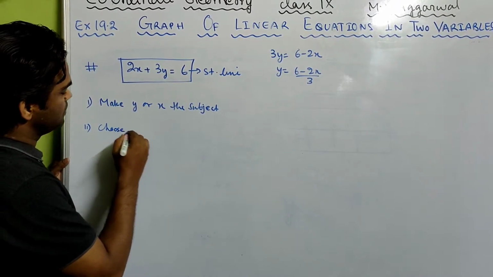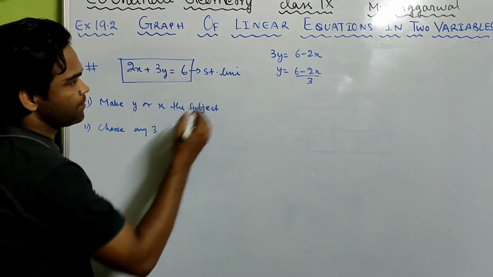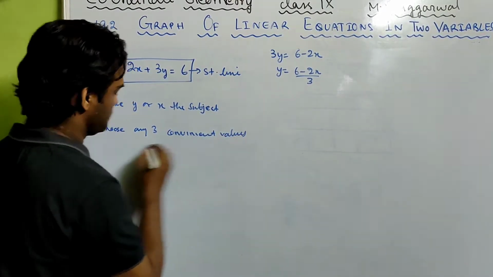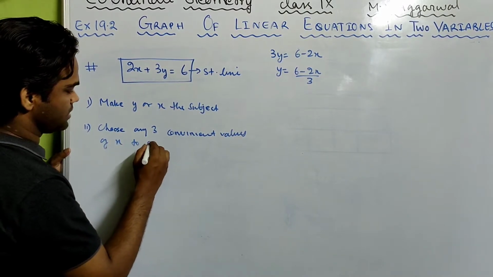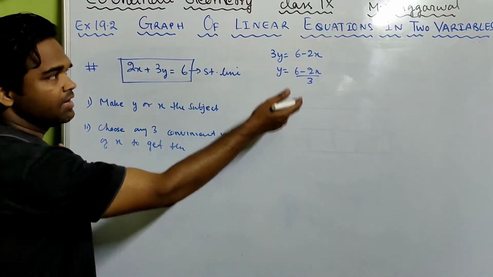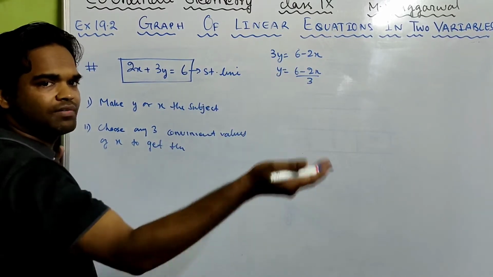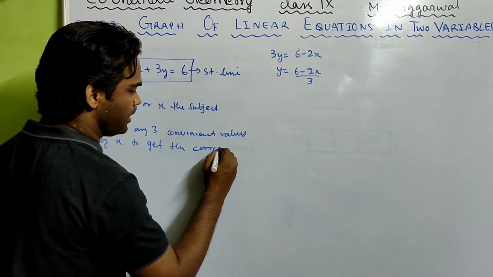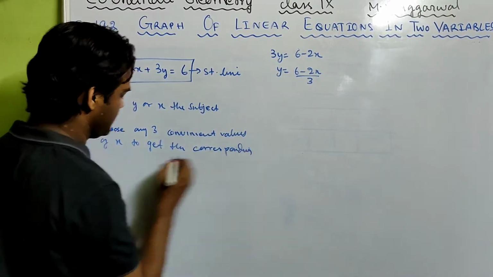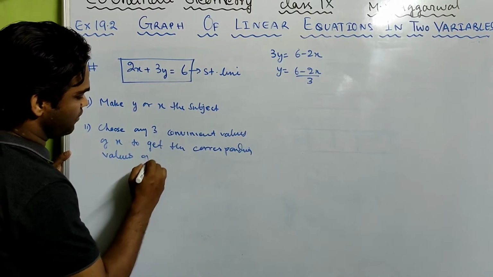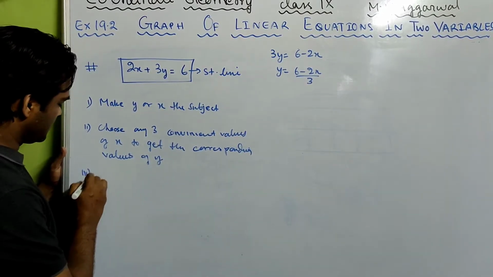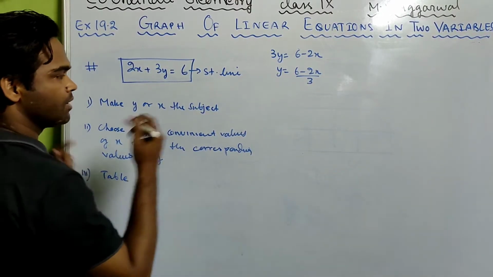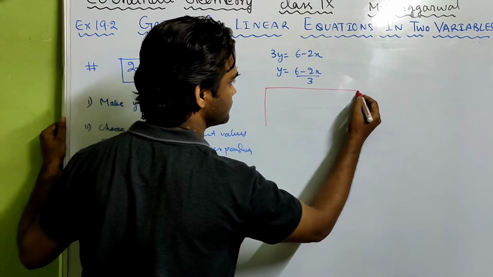Second, choose any three convenient values of x to get, in this case, the corresponding values of y. If you make x the subject, then you choose the values of y. Write it in a table. Draw a table and write it. What do I mean by this? Just look over here. Make a table.